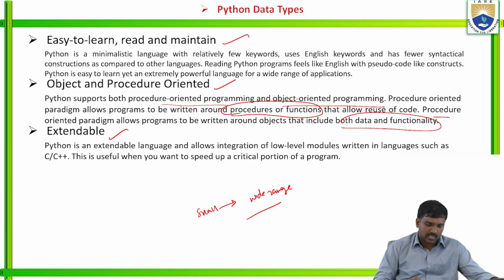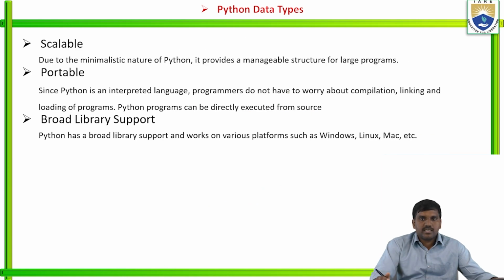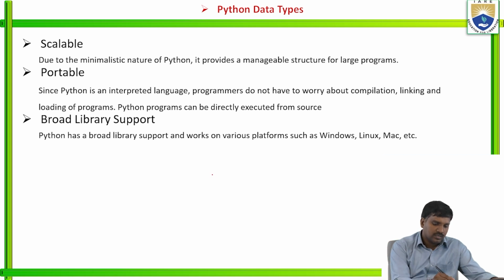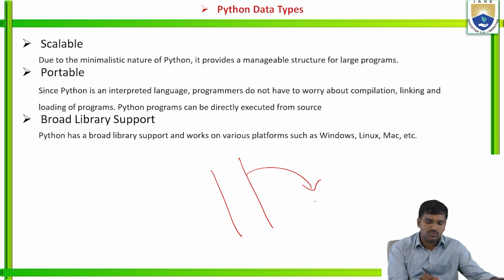language, and extensible language. The remaining are scalability, portability and broad library support. Scalable means what? Due to the minimalistic nature of Python, it provides a manageable structure for large programs. So even a very wide range of programs can be transformed into a very small range of programs. That is the main advantage or main feature of Python.